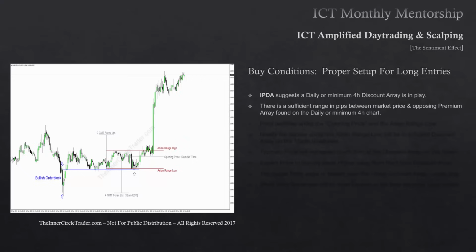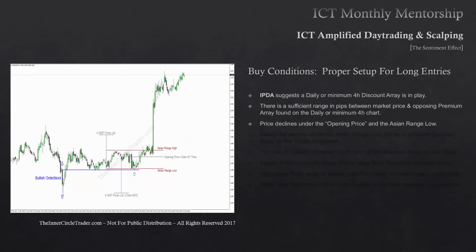By itself, it doesn't mean much at all. But there needs to be a sufficient range between the current market price when you're looking to take the trade and the opposing premium array that would be found on a daily and or 4-hour chart. In other words, is it like 50, 60 pips? That's a healthy range for a day trade. Anything less than 40 pips, it's a scalp. It can be done, but I like to see 50 to 60 pips, preferably for my own tastes.